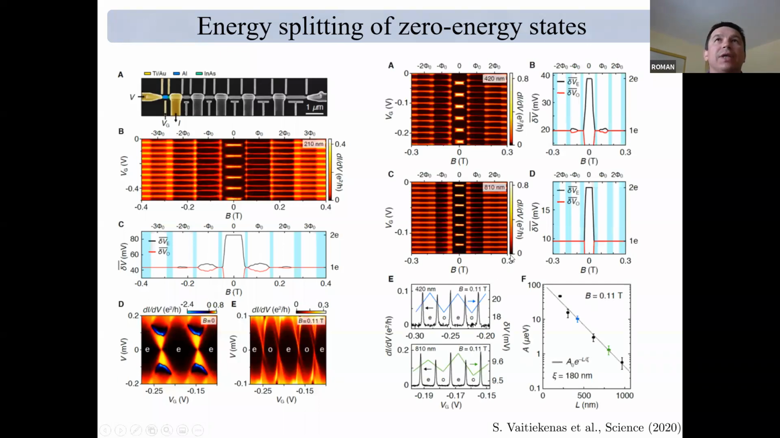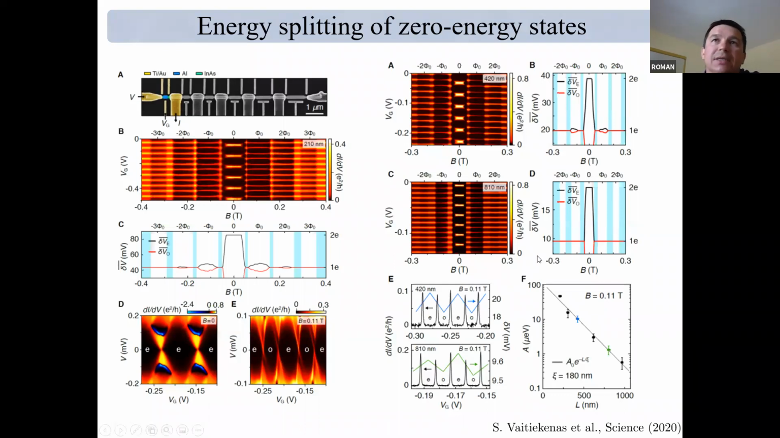So then they repeated this experiment. So this was 210 nanometers. Now this is 420 nanometers. Now 800 nanometers, and so on. They repeated this experiment, and they saw a qualitatively similar picture, that there is a 2e periodicity, and then there is basically 1e periodicity at flux equal to phi naught.